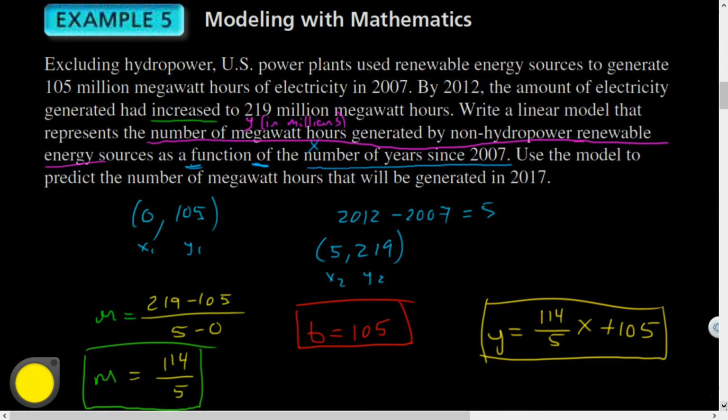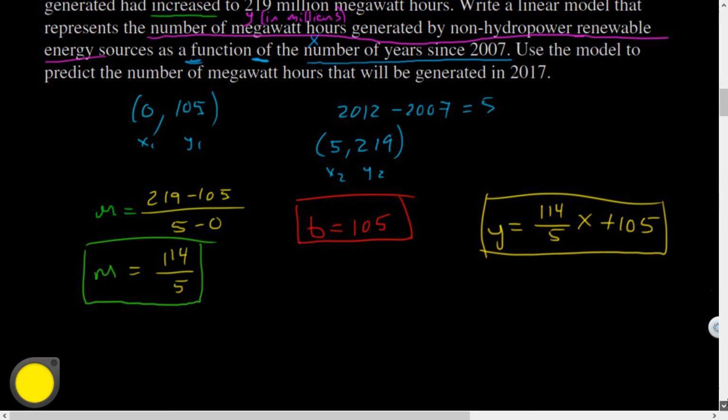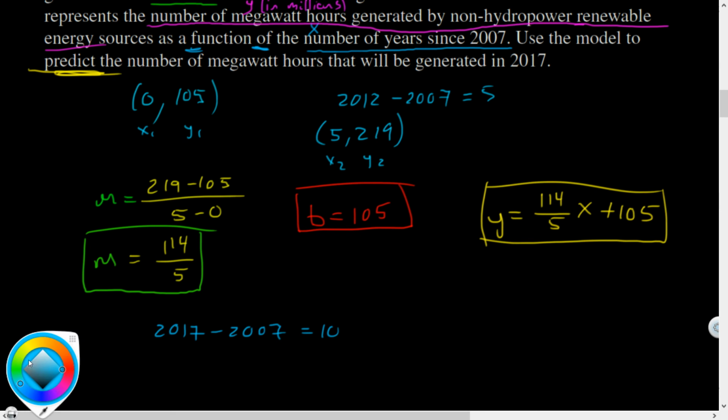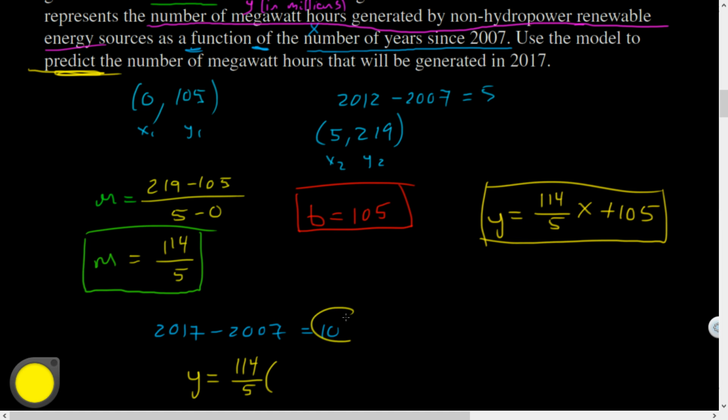And now they asked us this other part B. It says use the model to predict the number of megawatt hours that will be generated in 2017. So question for part B, what is the input in 2017? 2017 is how many years since 2007? Well, let's subtract, that's equal to 10. So that means what I'm going to do here, stay seated, don't pack up. y equals 114 over 5, plugging in 10 for x, plus 105.